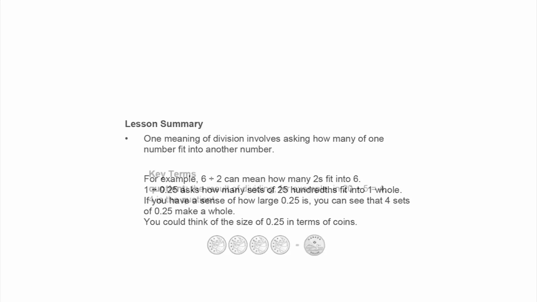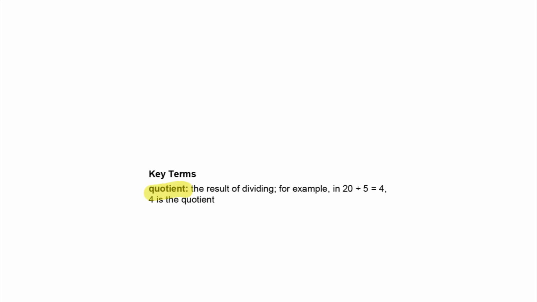So the key terms to get out of this were quotient, which is the result of dividing. So when you see 20 divided by 4, the 4 is the quotient. Now it's your turn.